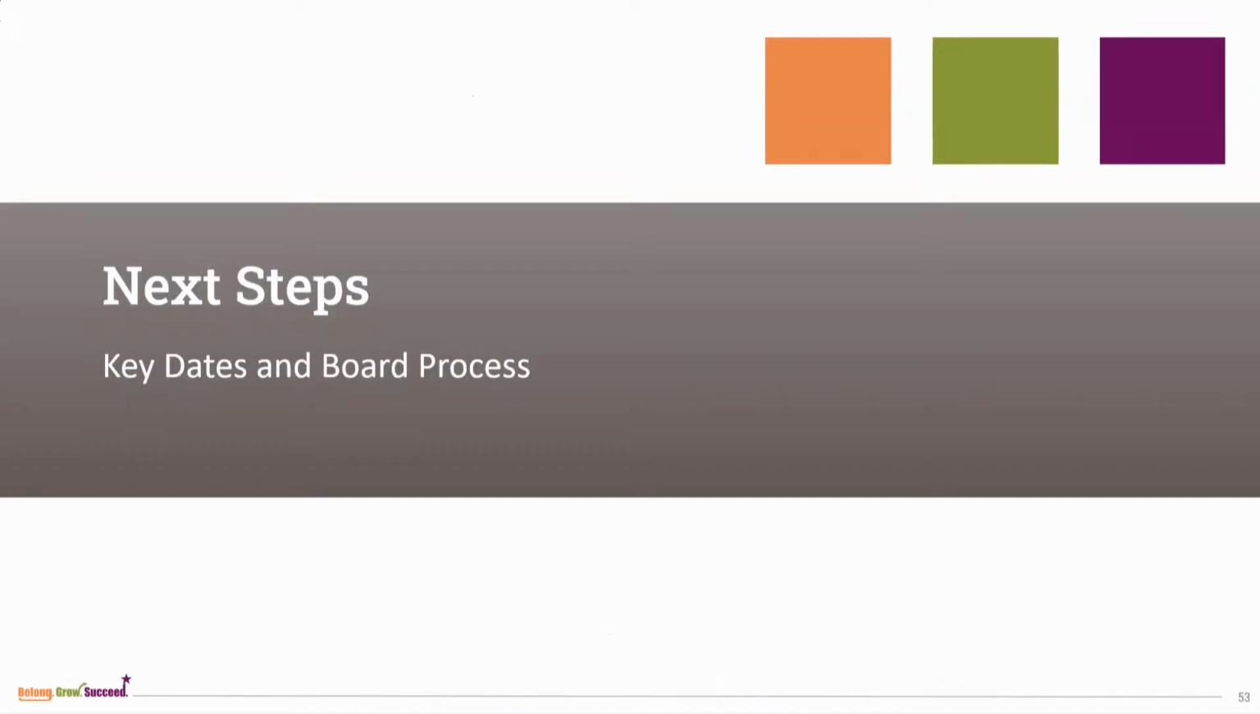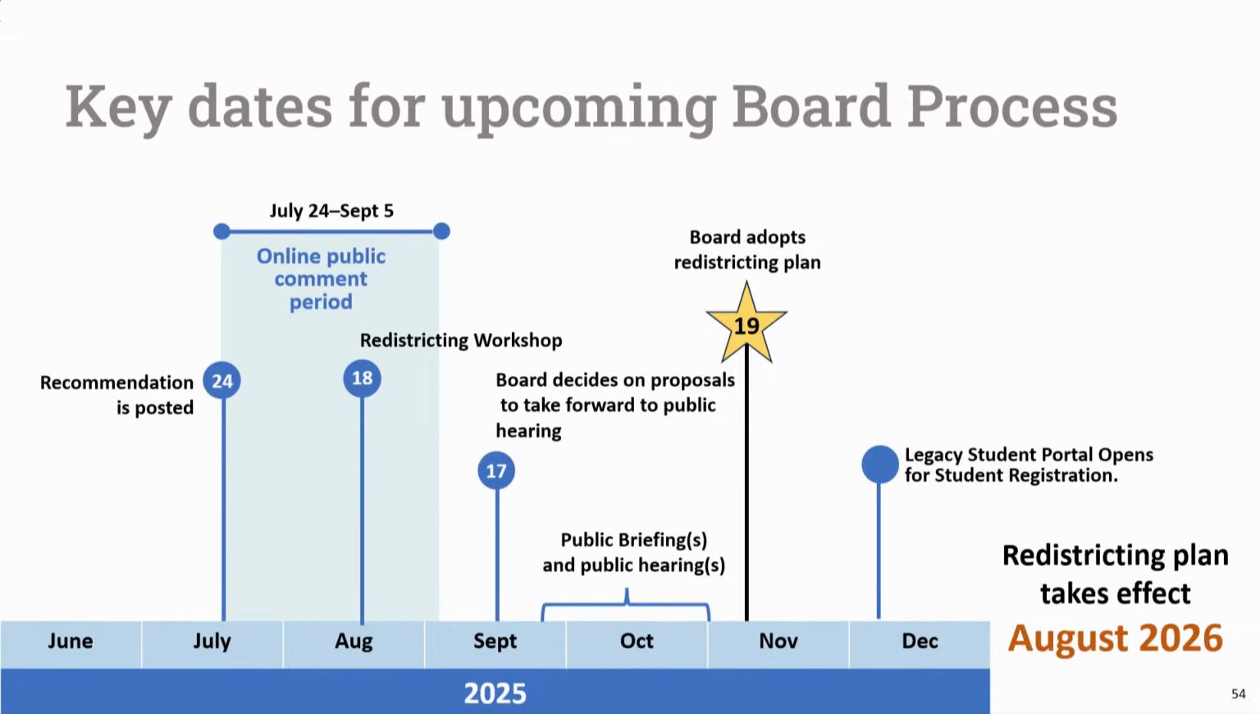Finally, I'd like to review the next steps in the Phase 2 redistricting process. Here are the key dates for the redistricting Phase 2 process. Back on July 24th, 2025, the superintendent's recommendations were posted on the AACPS website with the opportunity for the public to comment. Online public comment took place from July 24th until September the 5th. Staff held a redistricting workshop on August the 18th, 2025. And this was followed by closing of the online comment period on September the 5th, 2025. On September 17th, the board decided to move 4 recommendations, SR1, SR2, BR1, and BR2 forward.